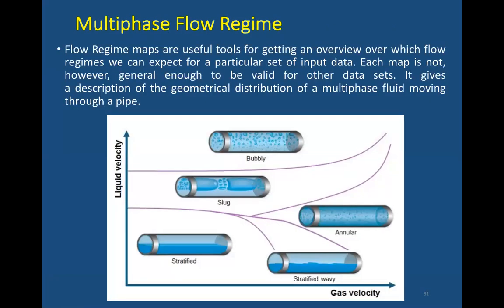Now, if we see the diagram, how we can distinguish: on the x-axis gas velocity, on the y-axis liquid velocity. So when I have stratified flow, then your gas velocity is low, as well as liquid velocity is also low. So what is the actual characteristic based on the flow velocity of liquid and gas? If flow velocity of liquid and gas is small, then stratified flow will be produced. Stratified wavy, you have very high gas flow, but liquid flow is small.